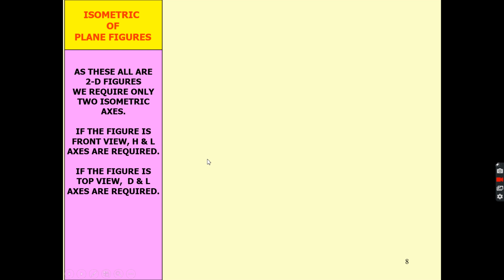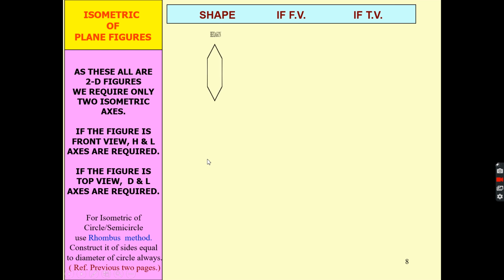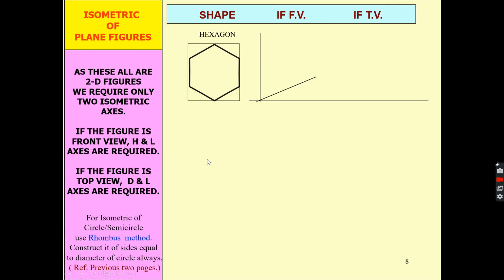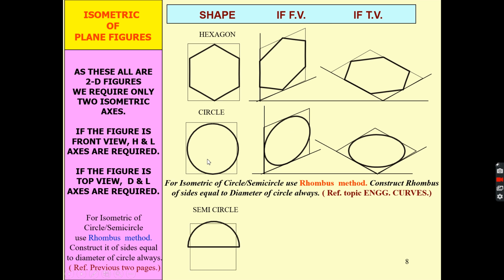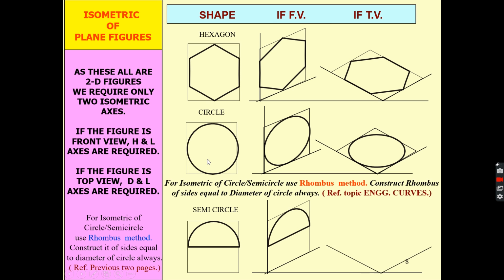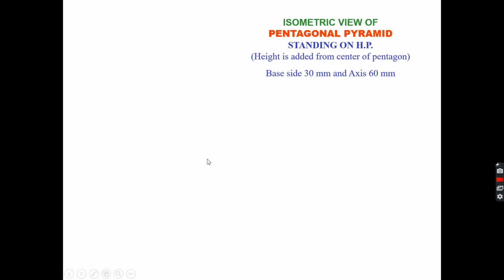Okay, so these are some more examples, and these you can draw and you can practice. The circle part I have already told you. So this is the semicircle. So here there is another example, the isometric view of pentagonal pyramid, standing on the HP, having base side 30 mm and axis 60 mm.